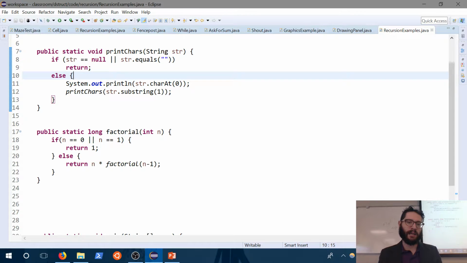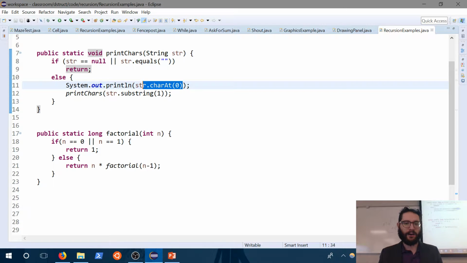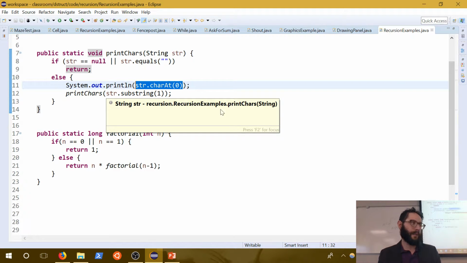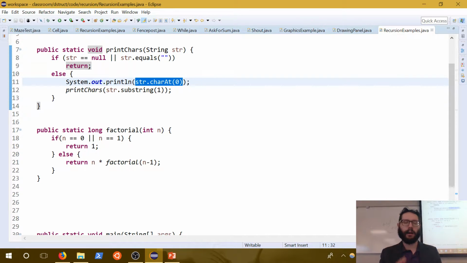Here, the way this is working is that if it's an empty string, the base case, we just stop and don't do anything. Otherwise, we print out the very first character, the character at index 0, and then we call this method on the rest of the string, the substring starting at 1. So if it was just hello, it would print out H, and then it would ask me to print the characters of ELLO, then print out E, and then print the characters of LLO, and so on and so forth.